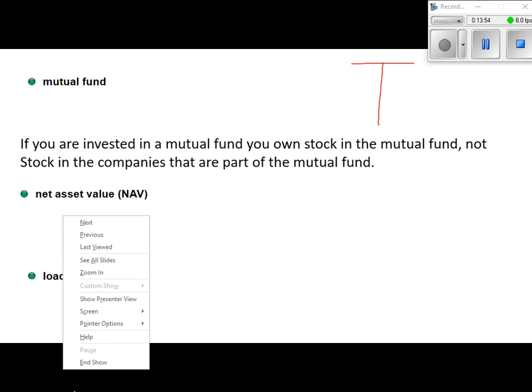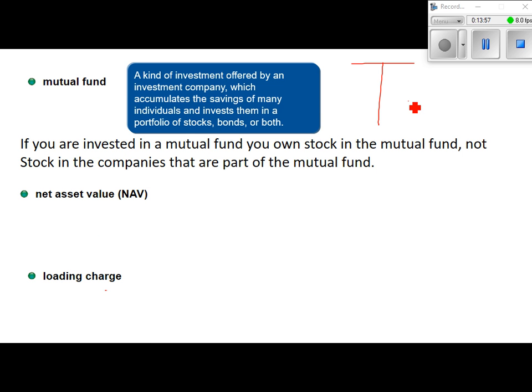Mutual funds, another way to invest money. Again, make sure you write down your letter. A mutual fund is a kind of investment offered by an investment company which accumulates the savings of many individuals and invests them in a portfolio of stocks, bonds, or both. So what a mutual fund is, you go to some investment company and they have you and a whole bunch of other people bringing them money, and they put it all in like a big basket, and then they invest it in certain things.